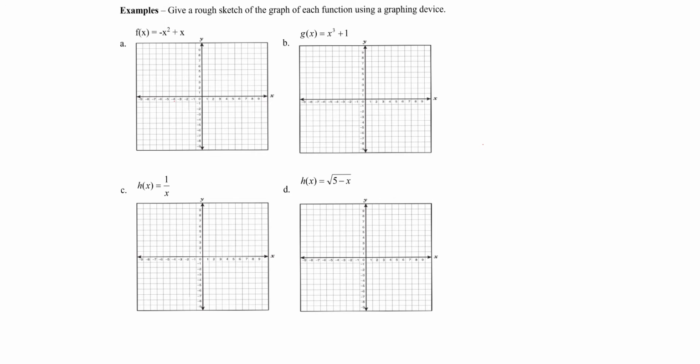Okay, for these examples, they ask you to give a rough sketch of the graph for each function using a graphing device, which basically means you're going to use a graphing calculator, and you can find them online, so you can Google graphing calculators to find one to use. So we're going to enter in the first one, negative x squared plus x.